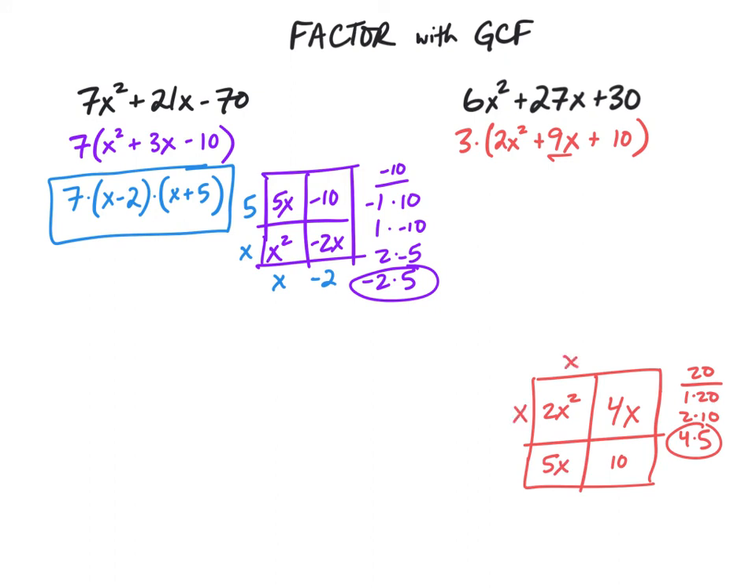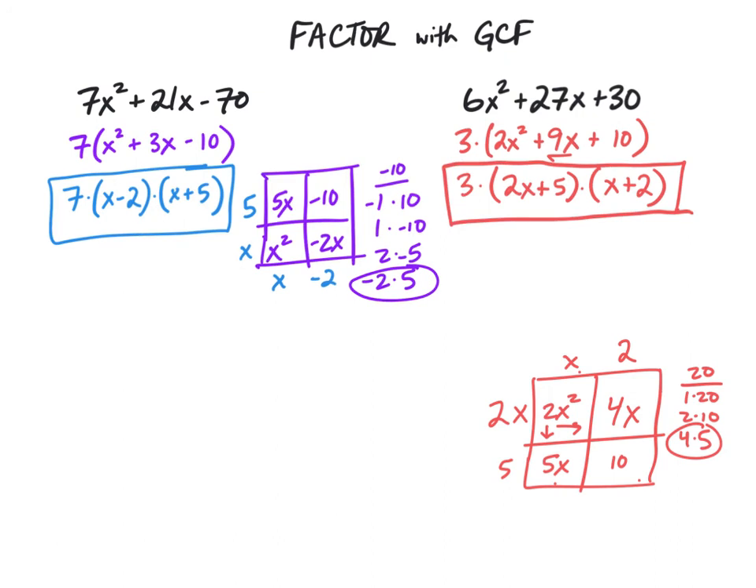X times x is x squared. Where does the 2 go? 2 doesn't go into 5 unless I want to use decimals. 2 goes into 4. So 2 goes into 4 2 times. And 2 to get down to that 10 would be a 5, or 5 to get back with that x is that. So I have my greatest common factor of 3. I have my base times my height, or my length times my width, and now I have factored completely. That's it. We're complete. The end.